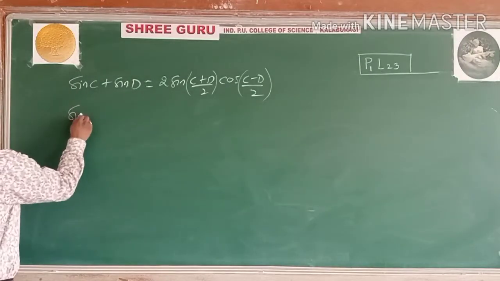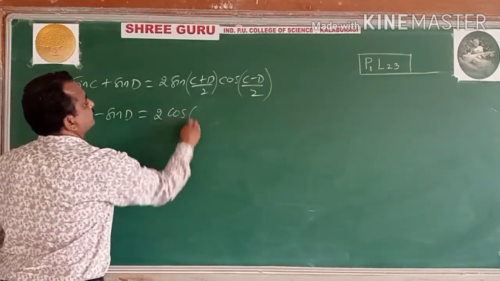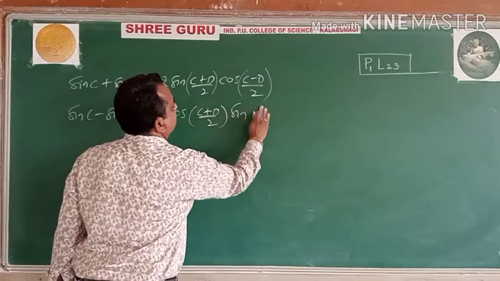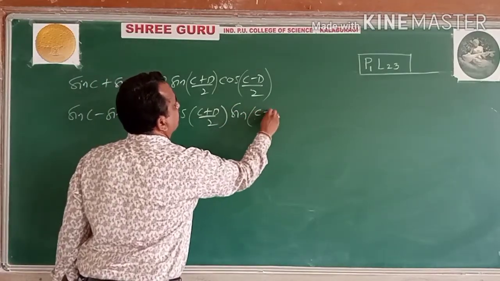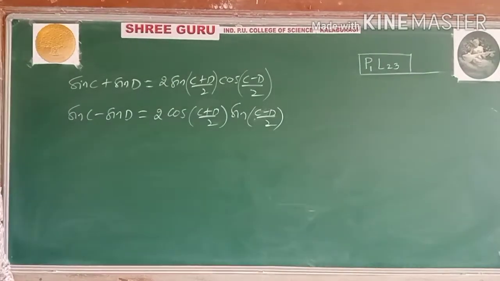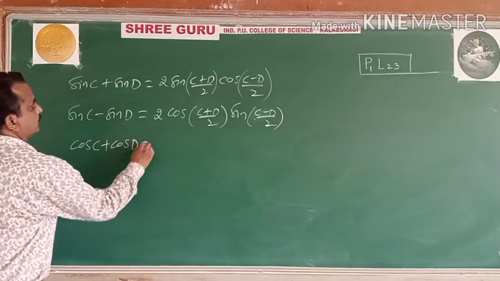Sin C minus sin D: first cos, then sin. Cos C plus cos D: both cos.